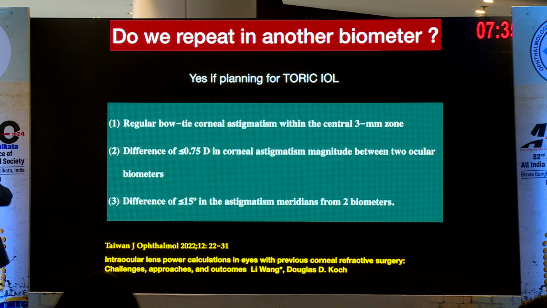Dr. Douglas Koch actually came up with this nice guideline which tells us how you actually decide which patients you should do toric IOL. So this is a simple guideline which says that the patient should have regular bow tie corneal astigmatism within the 3 millimeter zone. The difference between the two optical biometers in terms of the corneal astigmatism magnitude should be below 0.75, and the difference of astigmatic meridian should be less than 15 degrees.